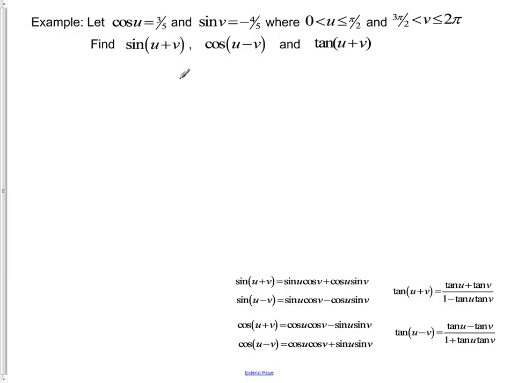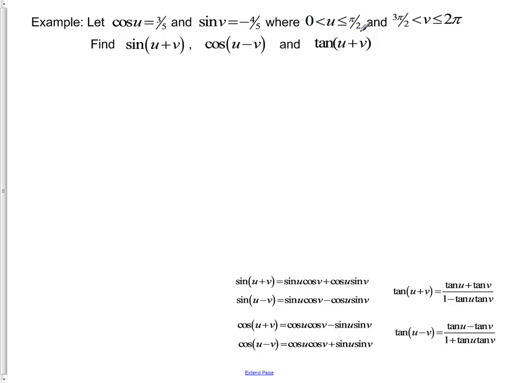Okay, so here's some problems that might seem a little weird at first, but actually make a lot of sense, and we have to try and break this up a little bit. Now, we're told that the cosine of u is 3/5, and that the sine of v is negative 4/5.